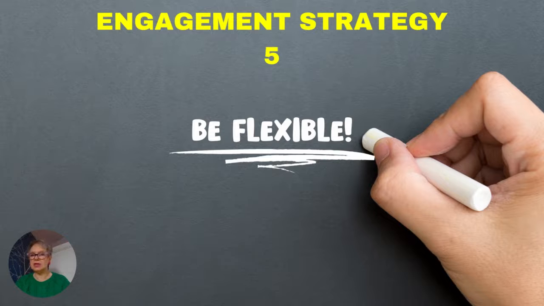And engagement strategy 5, be flexible. Recognize that the child may need to approach tasks in their own way and be flexible in how you offer instructions. This can help build trust and reduce anxiety. For example, if a child struggles with writing, allow them to draw or use a different method to demonstrate their understanding.